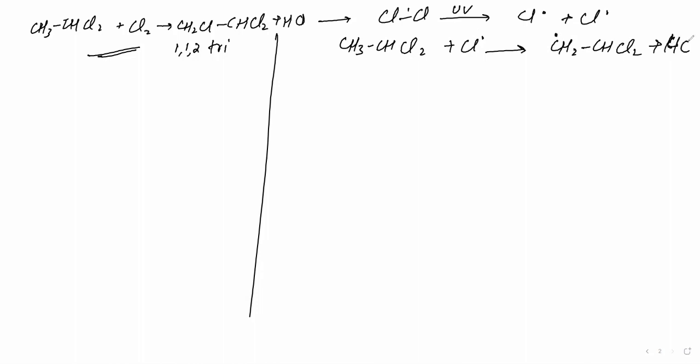HCl. The H which was removed from here reacted with this chlorine, and due to homolytic cleavage, instead of CH3 it has become CH2. One hydrogen has been removed, which reacted with the chlorine, and you have got the free radical. So in the next step, the free radical has been used. The next is CH2CHCl2 free radical plus chlorine free radical. You will see that it will become CH2ClCHCl2. Got it? 1,1,2-trichloro, the same thing we have got. So this is the termination step.